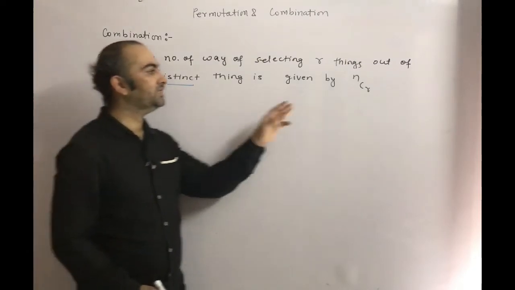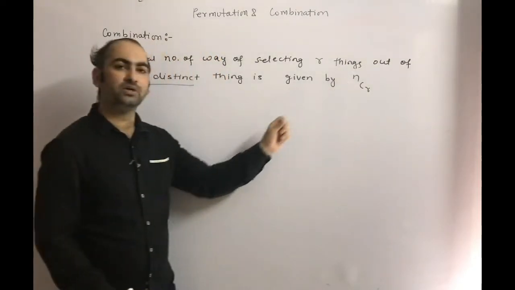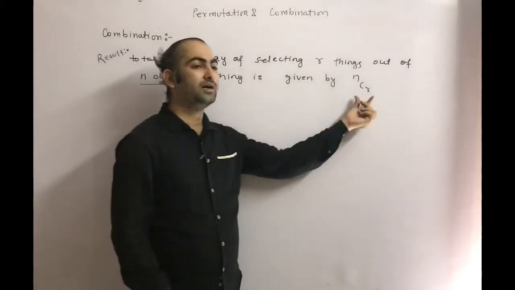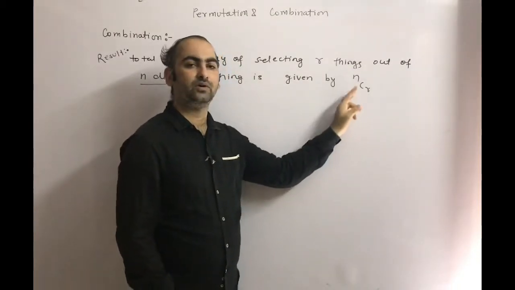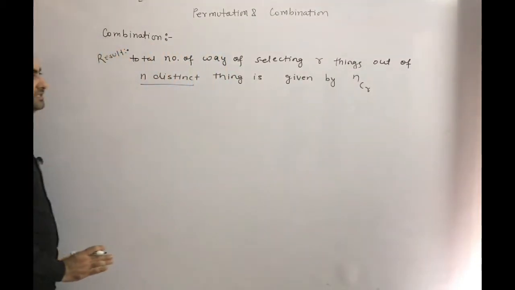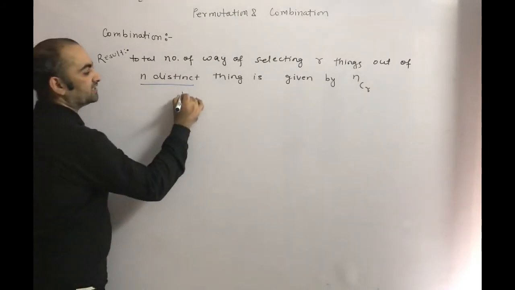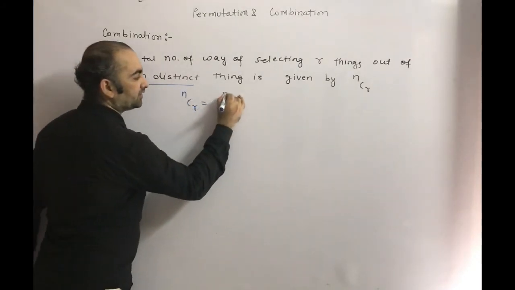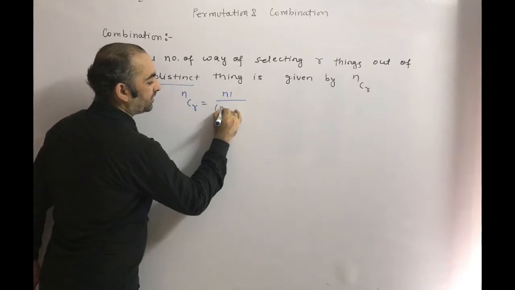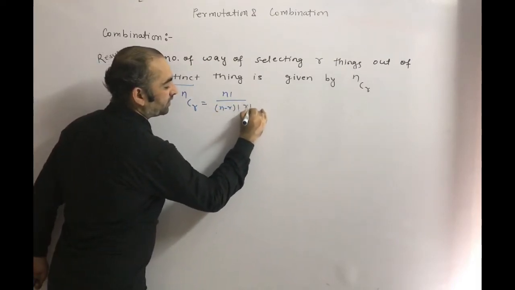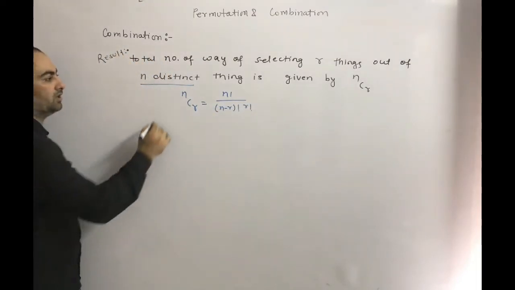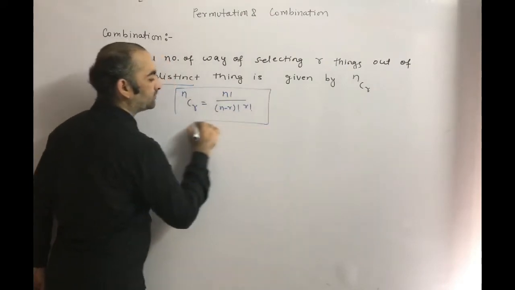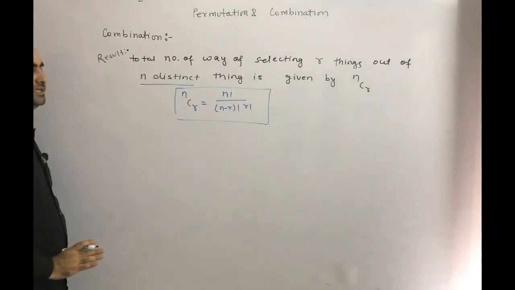So by using nCr, we can find the total number of ways of selecting r things out of n things. And we know the expansion of nCr: nCr is n factorial divided by (n minus r) factorial into r factorial. This is the formula of nCr that we discussed in the binomial chapter.